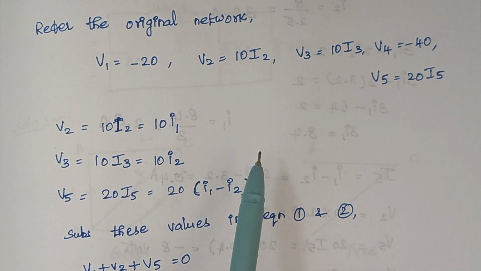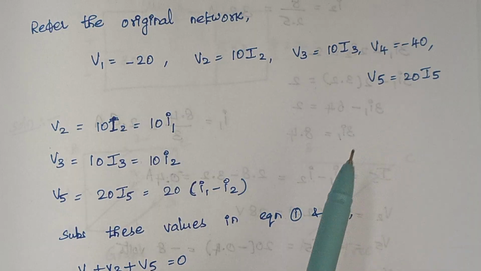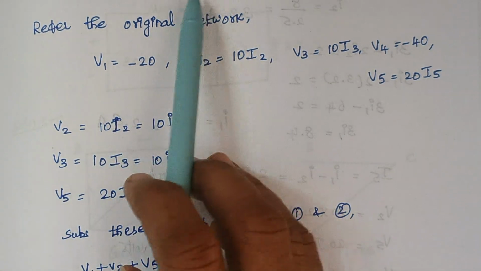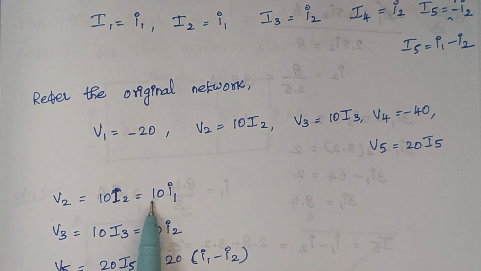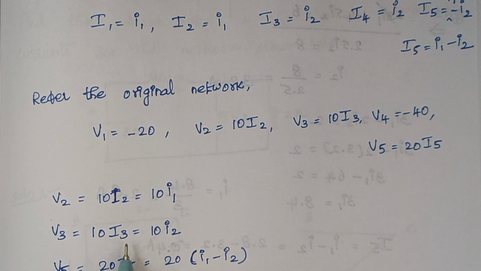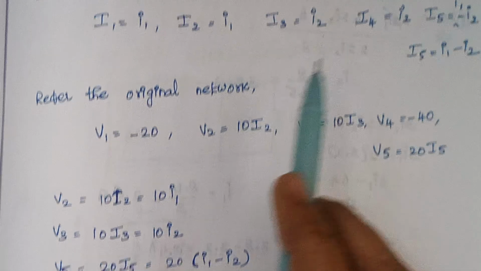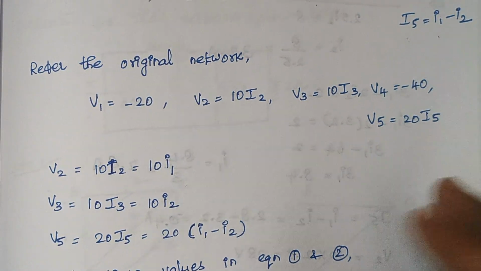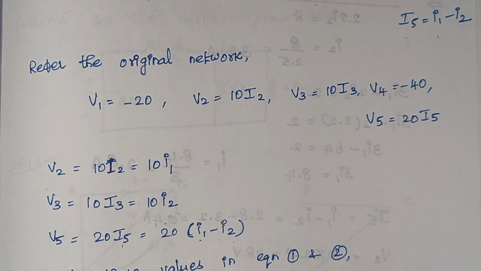Now we are going to substitute the values of I2, I3 and I5 in terms of loop current. So here V2 is 10 I2. So what is I2 here? I2 is nothing but I1, so just replace it with I1. Next one is 10 I3. So what is I3? I3 is again equal to, here it is I2. So 10 into I2. What is I5? I5 is I1 minus I2. So here this I5 is replaced by I1 minus I2.